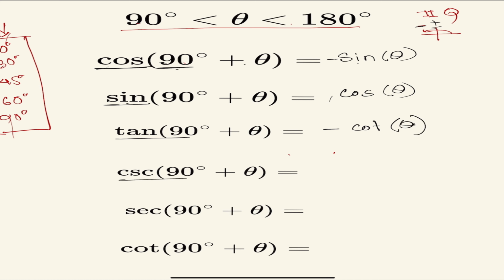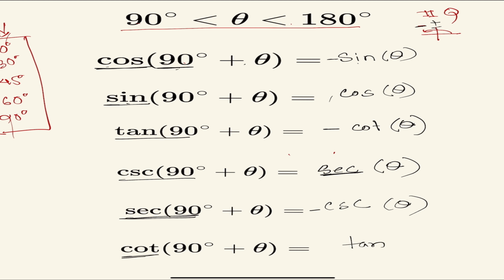So cosecant of 90 degrees plus theta is going to be positive secant theta, since cosecant is positive in the second quadrant, and secant is the cofunction of cosecant, right? When you have secant of 90 degrees plus theta, it's going to be negative cosecant theta, since it's the second quadrant. When you have tangent of 90 degrees plus theta, that means it's going to be cotangent, and since it's the second quadrant, it's going to be negative cotangent theta.